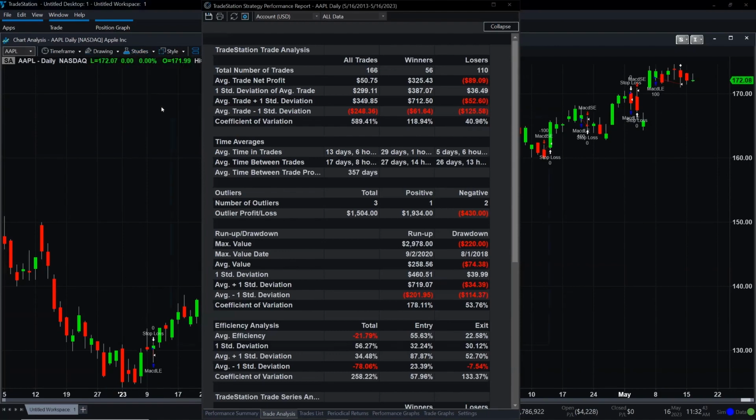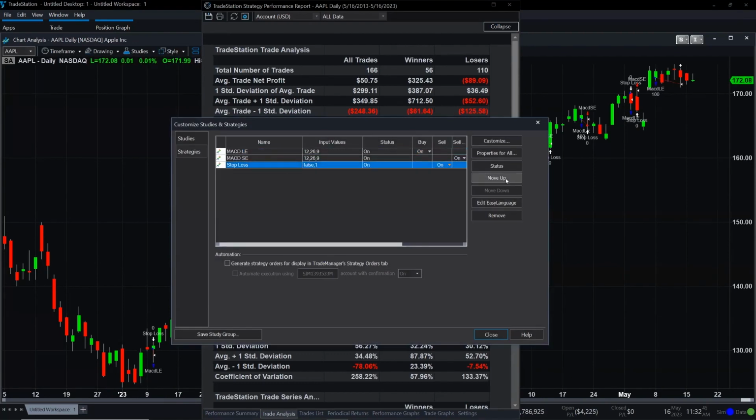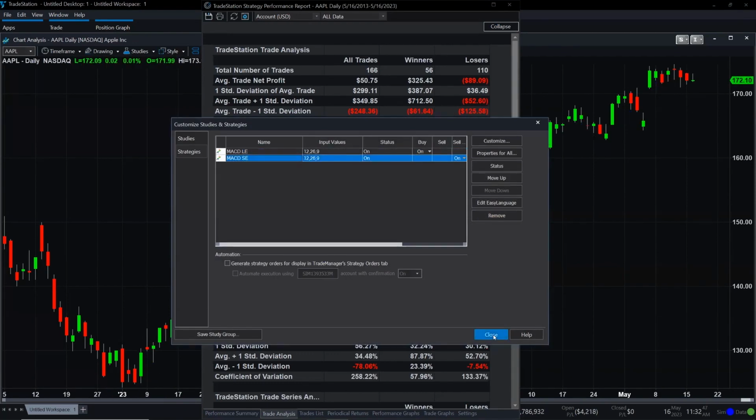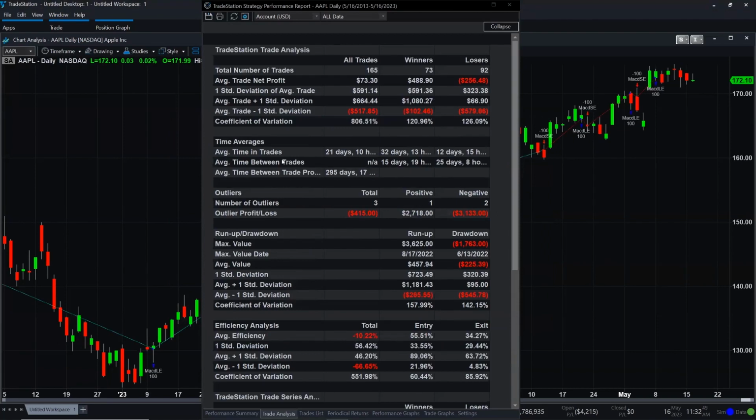Let me go ahead and edit the strategies. I'm going to remove the stop loss. Okay, so we're back to NA for time between trades because there isn't any. And average time between trade profit peaks. This is a very interesting calculation because it says 295 days. Now, that's something that I should have checked.